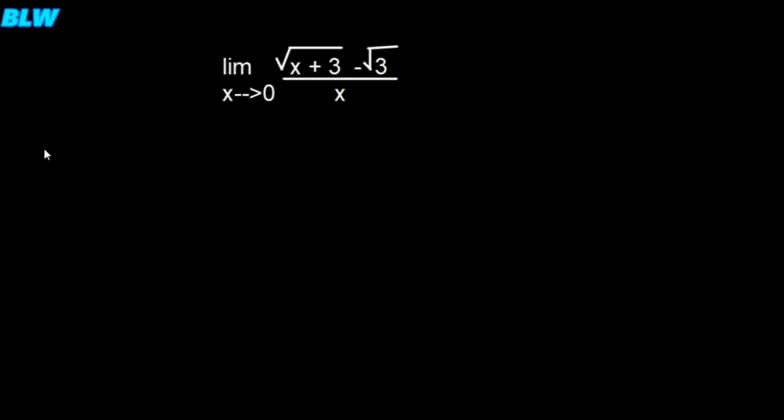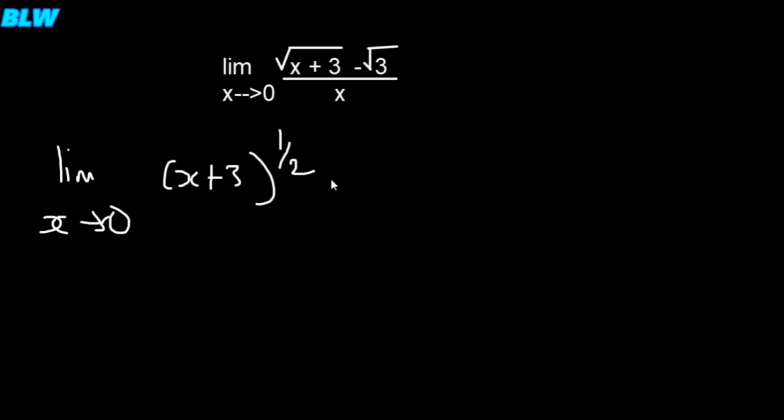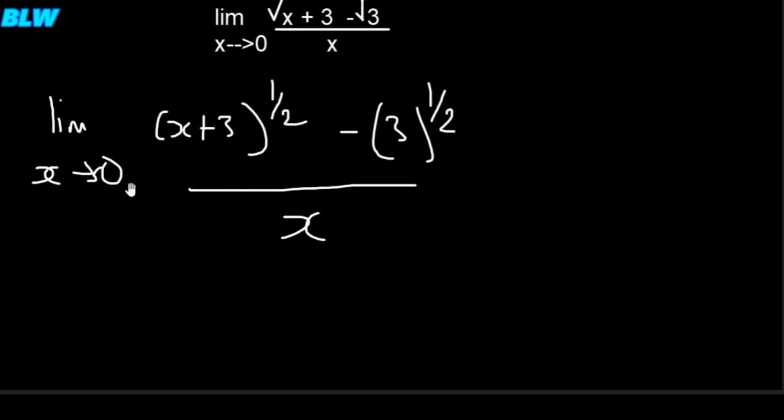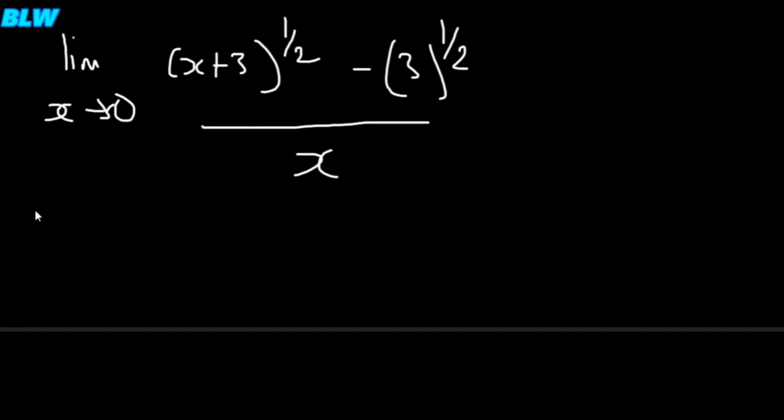I now have the limit as x approaches 0 of (x plus 3) to the power 1 over 2, minus 3 to the power 1 over 2, all over x. What I've written here is the same thing I have on top: x plus 3 to the power half is the same as the square root, and 3 to the power half is the same as the square root, and I still have x here. From here I'm going to apply the power rule.